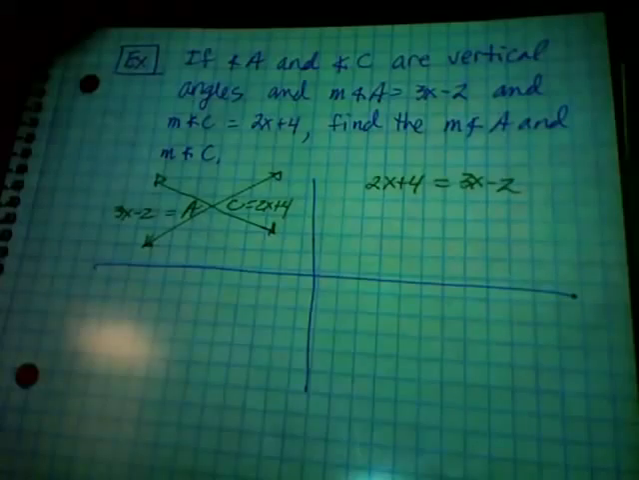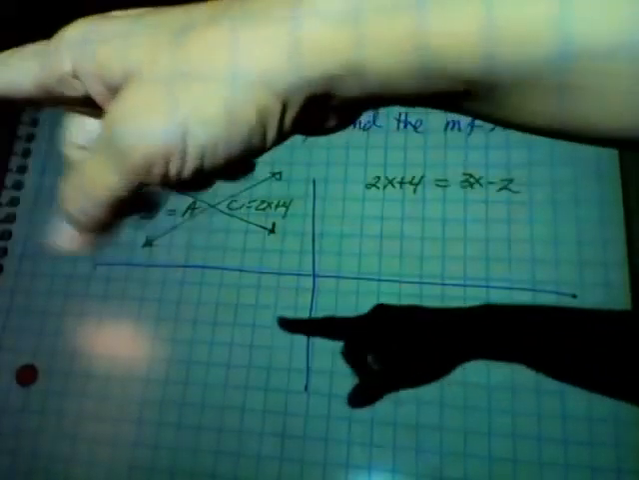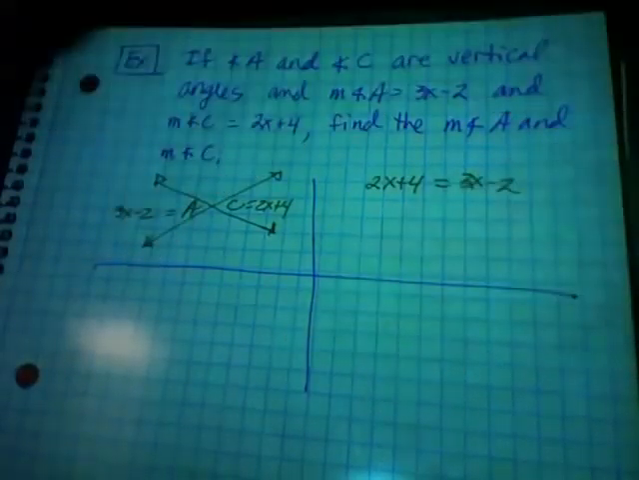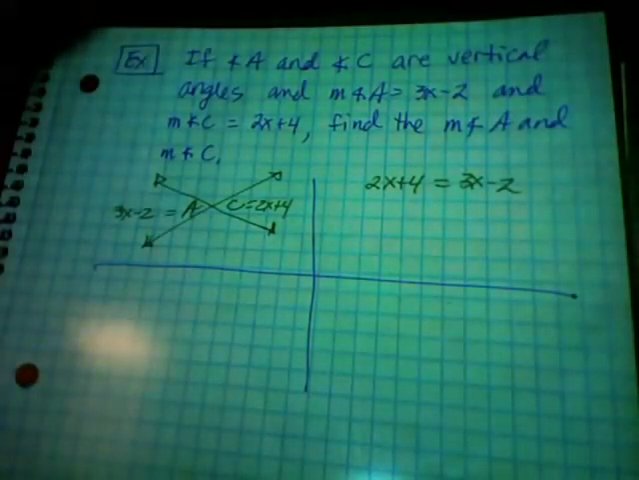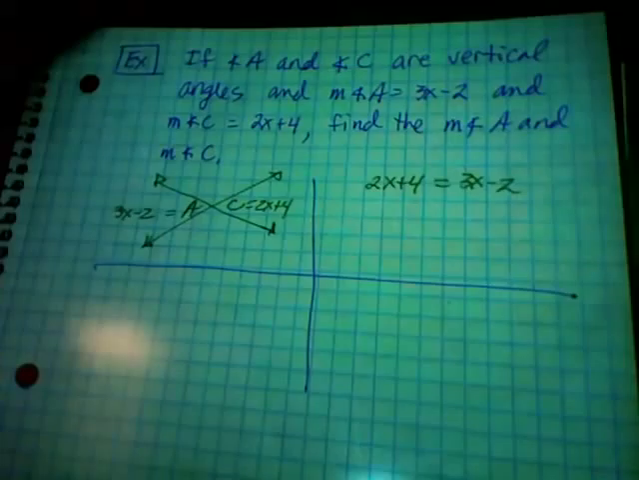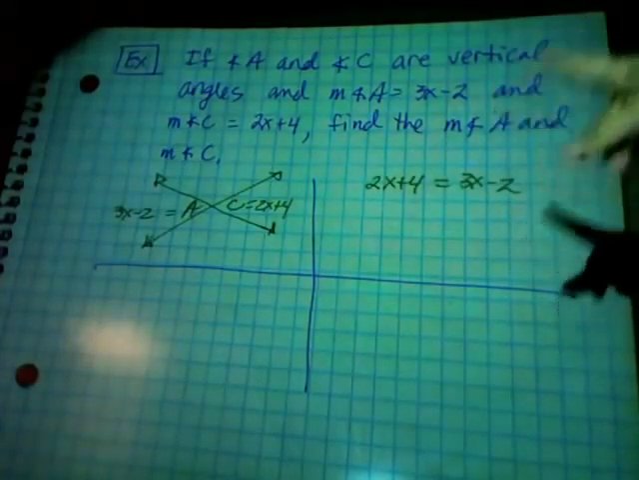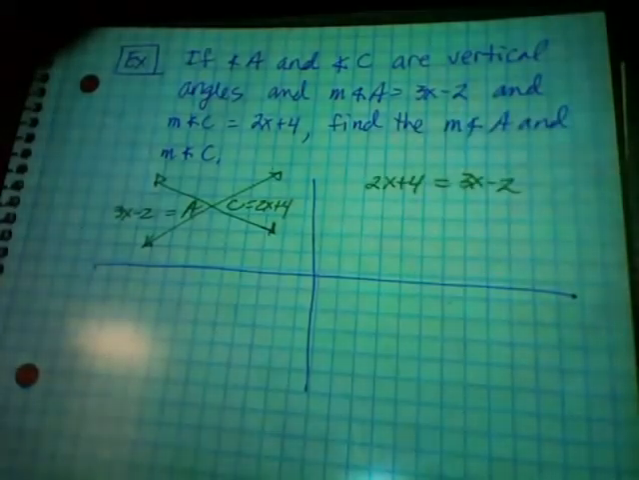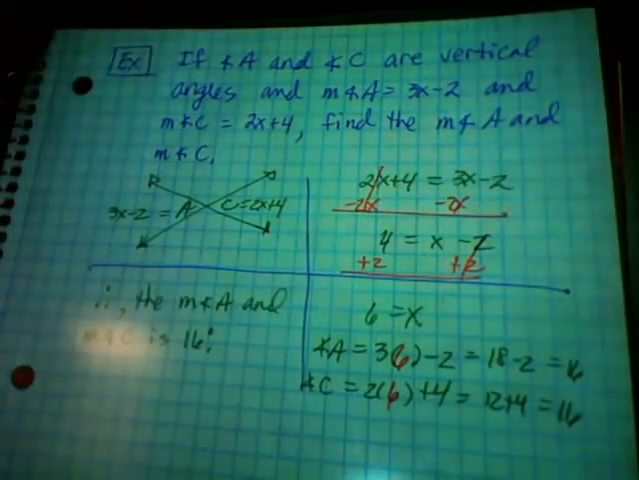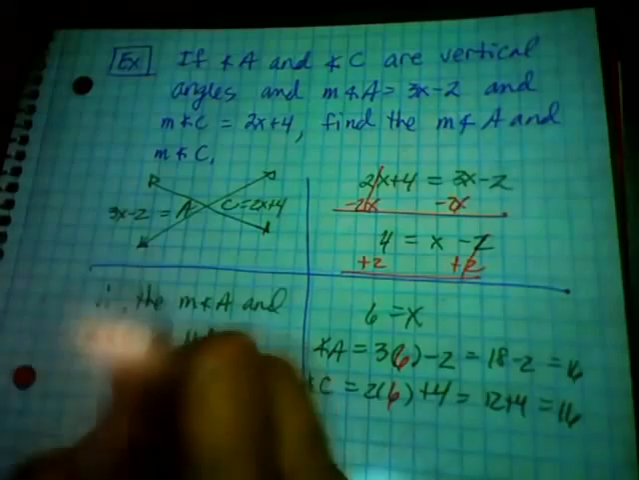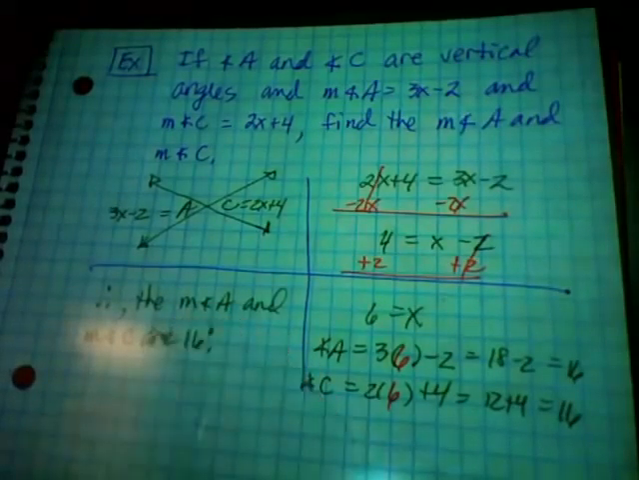What'd y'all get? All right, so how are you going to answer the question here? This should be a complete sentence right there. How are you going to answer that? Therefore, what's the question asking? Yeah, so therefore, the measures of angle A and angle C, I should have said are 16 degrees.